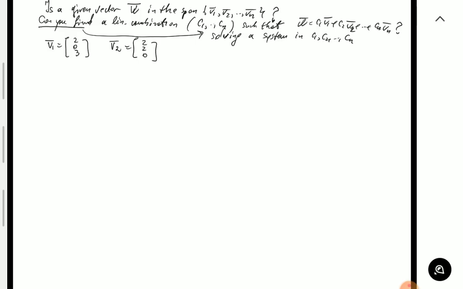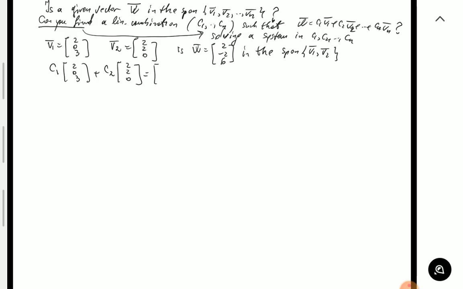Right? And I ask, is, let's say, the vector W, with components 2, -2, 6, in the span of these two vectors, V1 and V2? Now, sometimes you could guess. Can you find scalars C1 and C2 such that, taking a linear combination of V1 and V2, it is equal to the given vector 2, -2, 6?